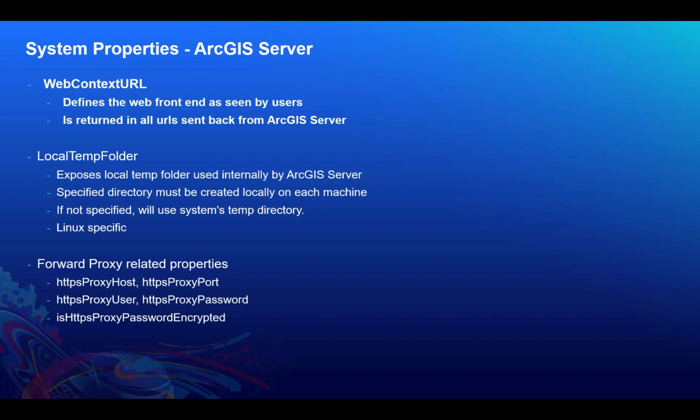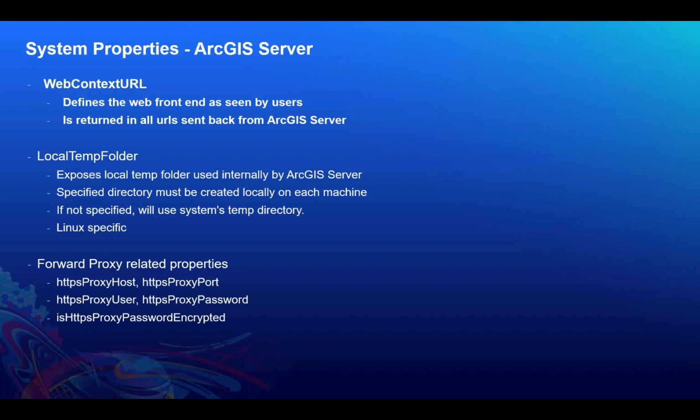The web context URL. This allows you to define a web front end as seen by the end user. This is useful when you have configured one or more reverse proxy servers in front of your ArcGIS Server site, so your end users do not see any information about your internal servers.